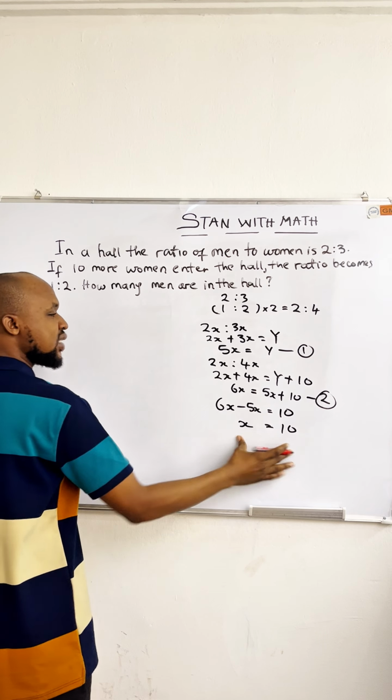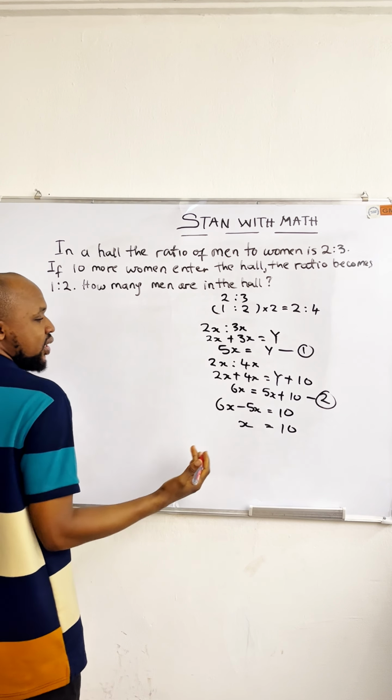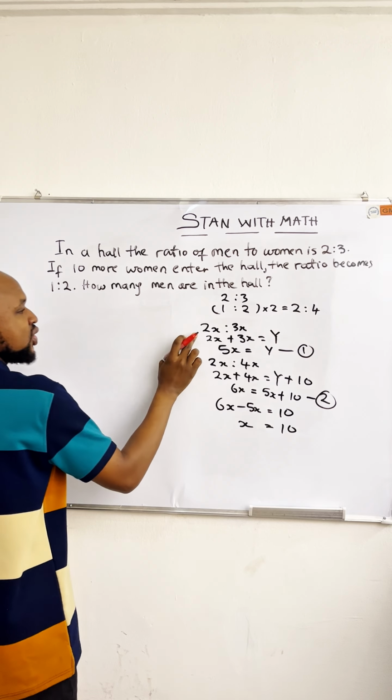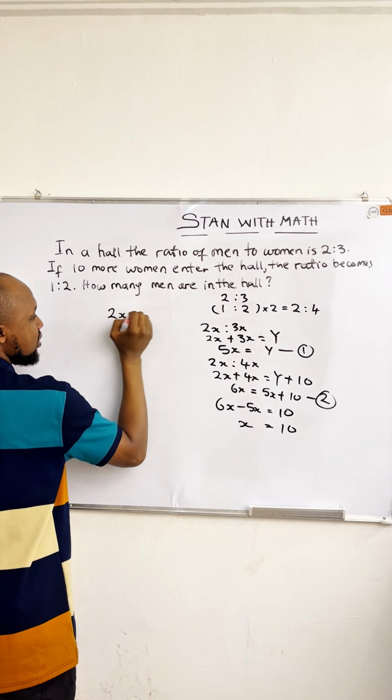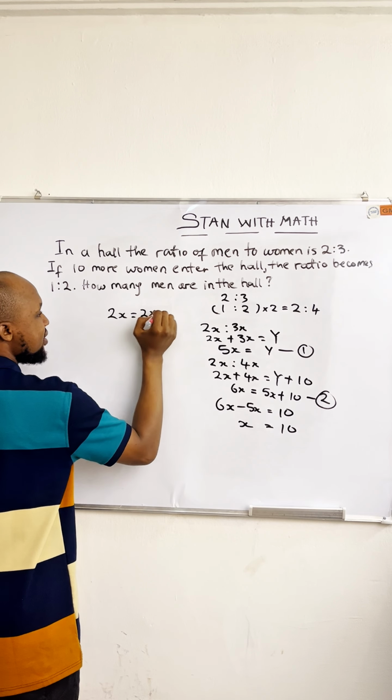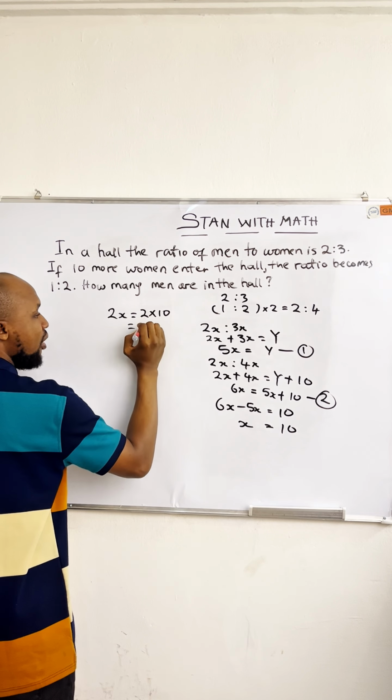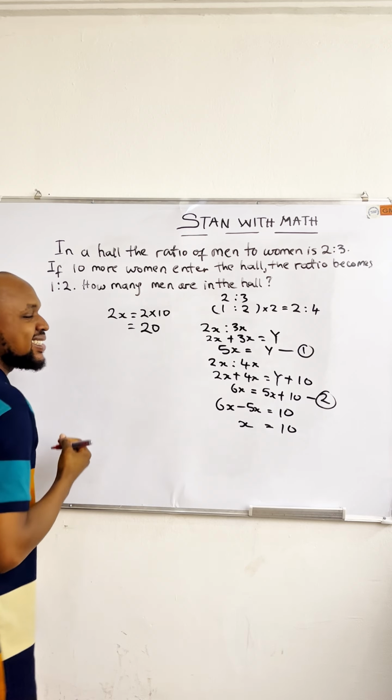So now since we know that one part in the ratio is x and is equal to 10, it means that the number of men, which is 2x, is going to be 2 times 10. And we're going to have that the number of men in the hall is 20 men.